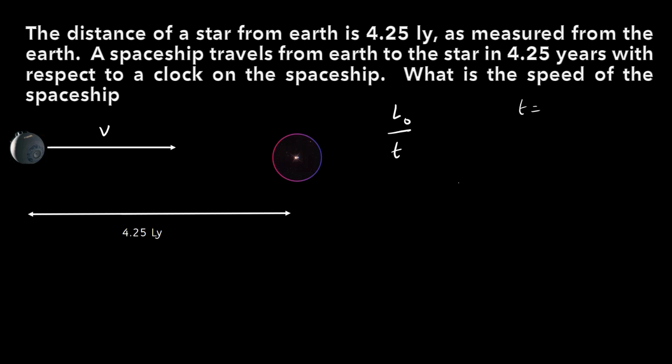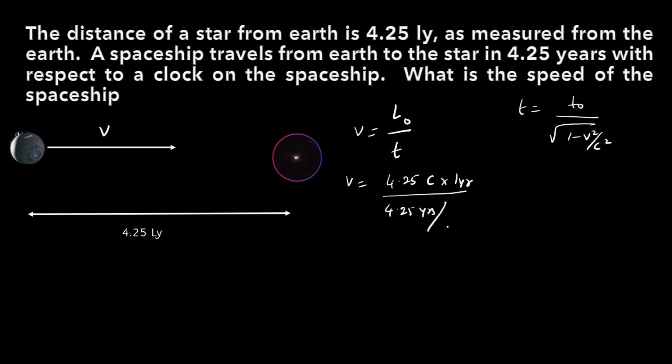T is nothing but an apparent time, which I can relate as T is equal to T0 times root of 1 minus V squared by C squared. And this is the speed that we need to define. So I'm going to substitute these values over here. V is equal to L0, which is 4.25 light years, the distance traveled by light in 1 year. I'll write this as C into 1 year, divided by the time. The time is 4.25 years divided by root of 1 minus V squared by C squared.